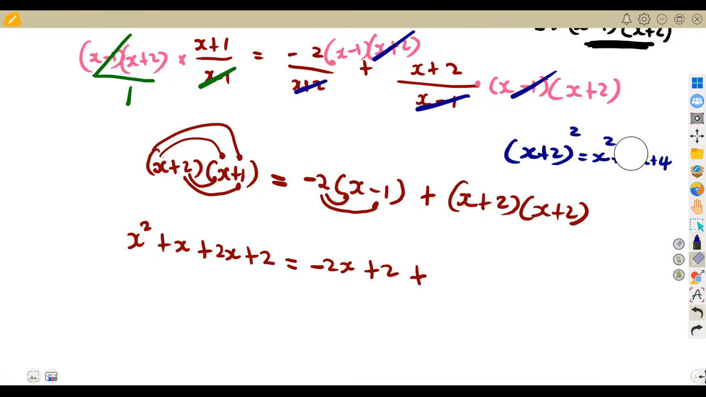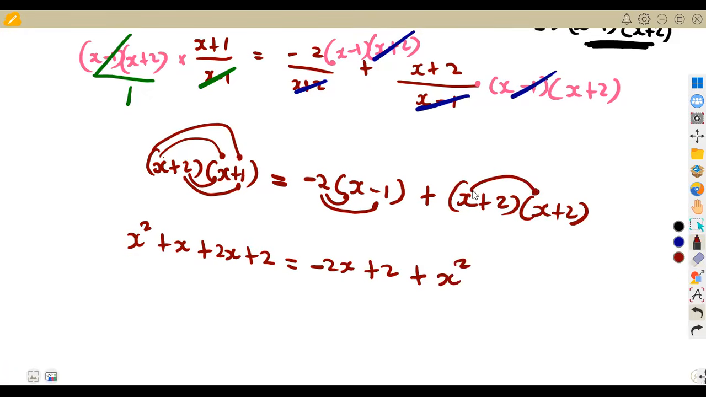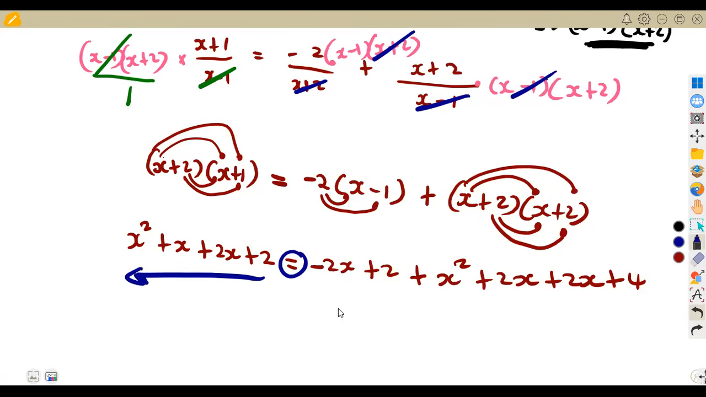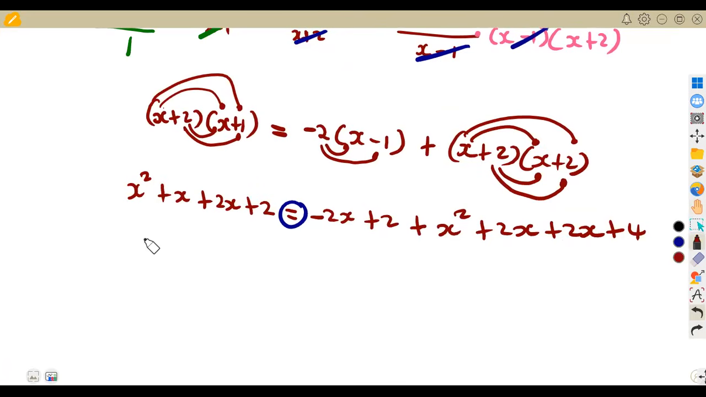But if you do not understand this, guys, do not worry. Just expand, because you know that there are two brackets here: x and x here, which would be x squared; x and 2 here, which would be 2x; 2 and x here, which would be 2x; 2 and 2 here, which is going to be a 4. So expand properly, then collect the like terms. So consider what is on the left-hand side and what is on the right-hand side separately, so that you don't confuse yourself, okay?